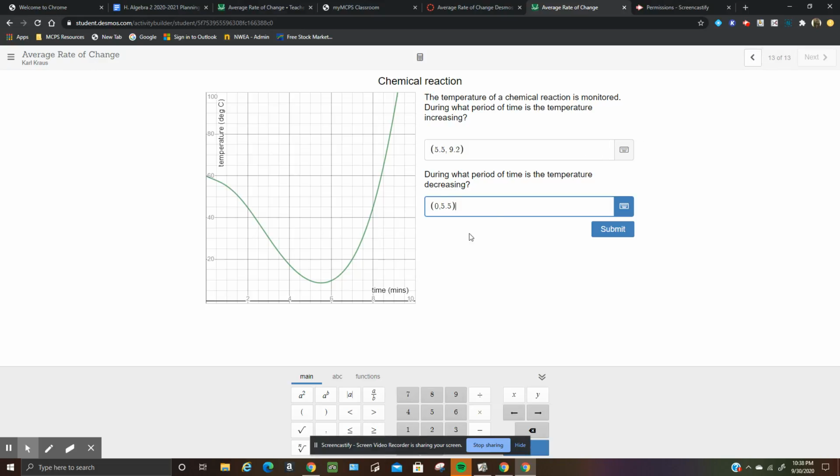Alright, so that's the average rate of change Desmos activity.